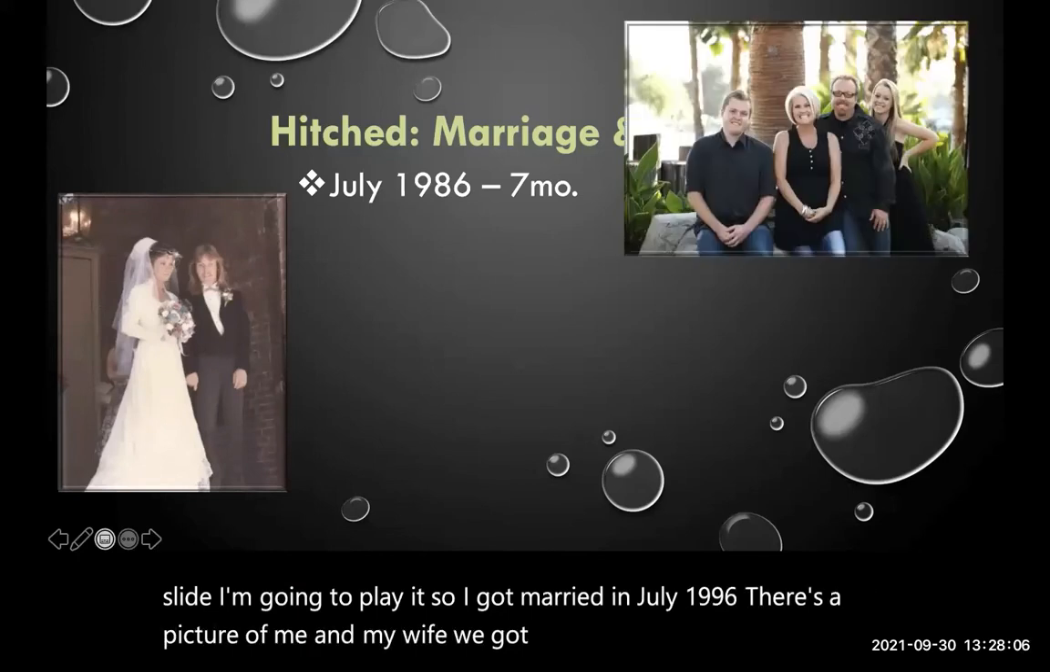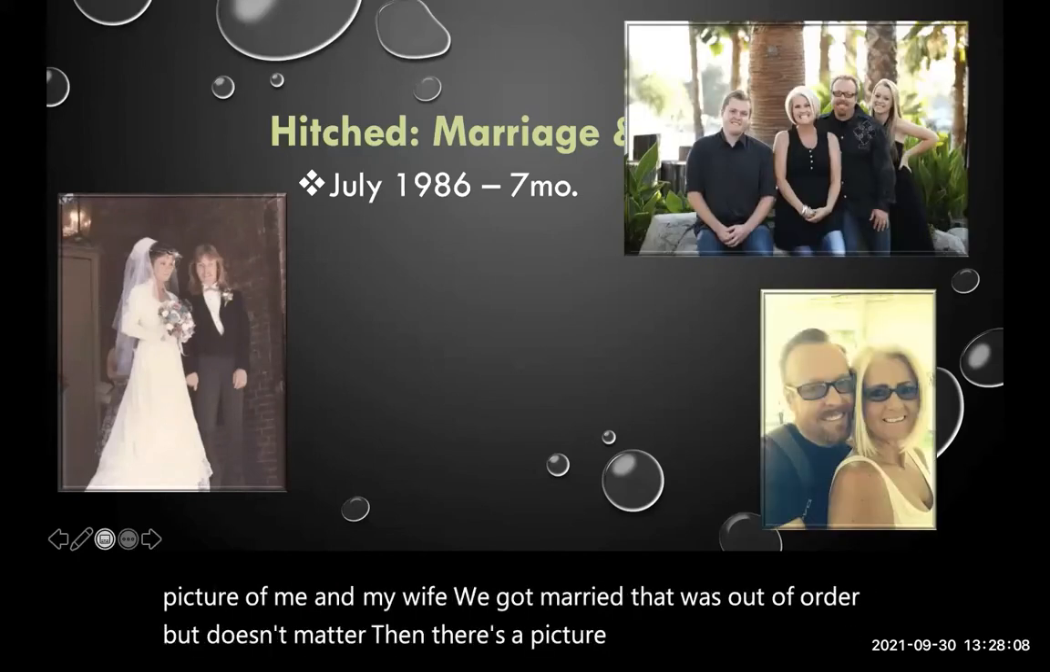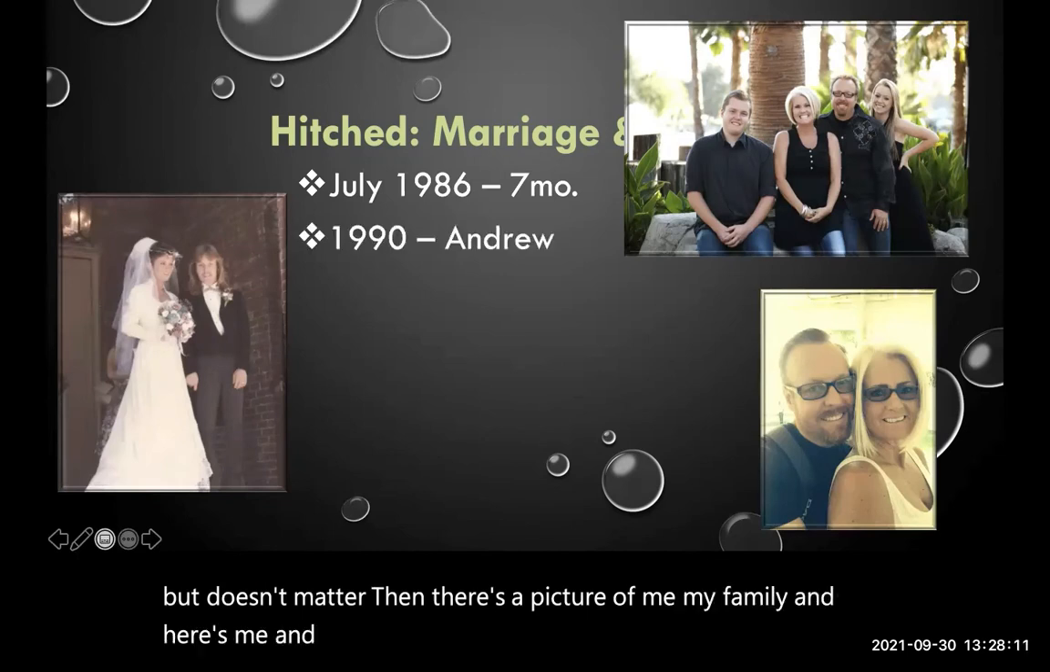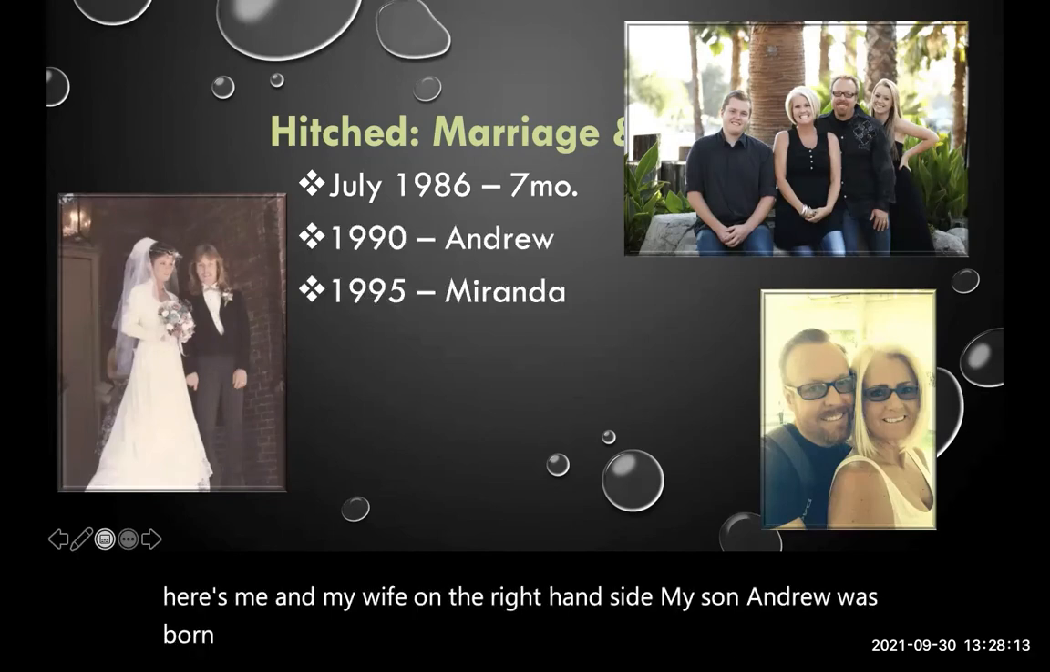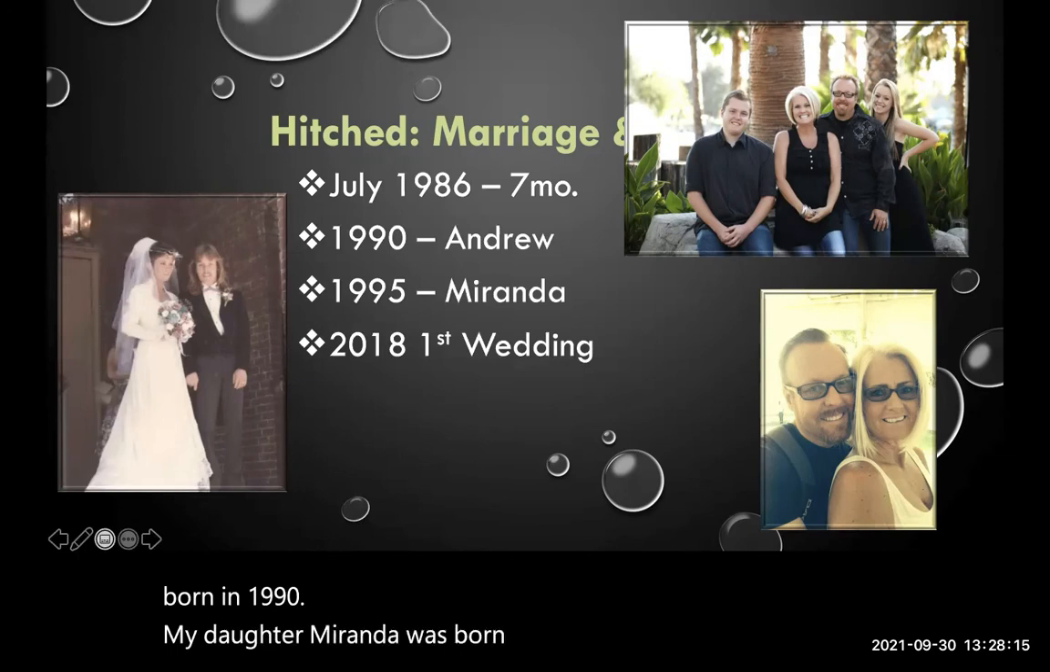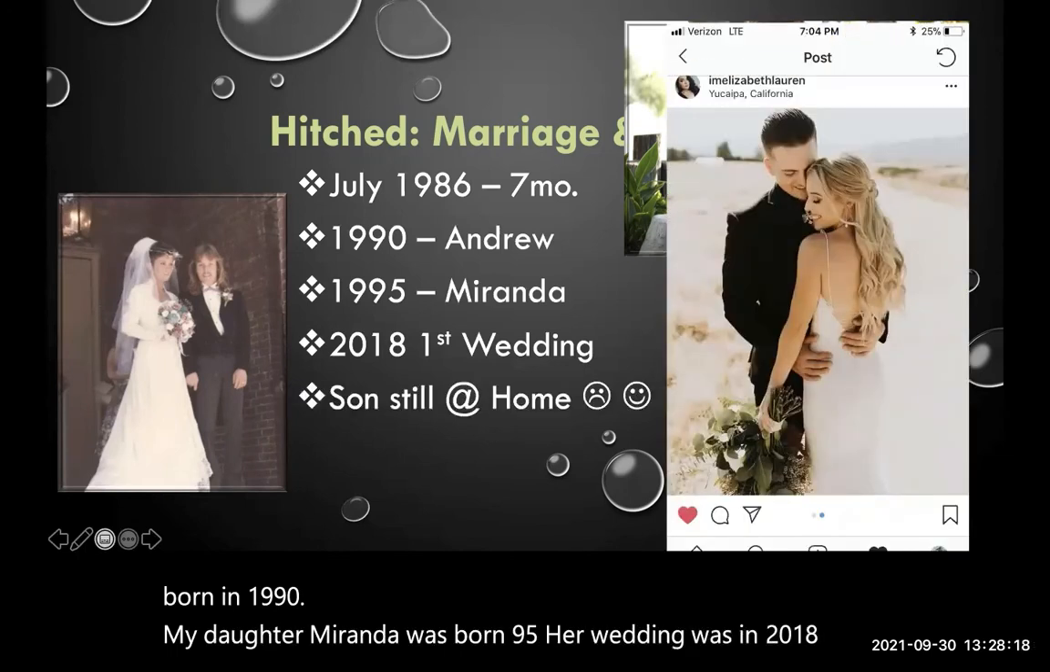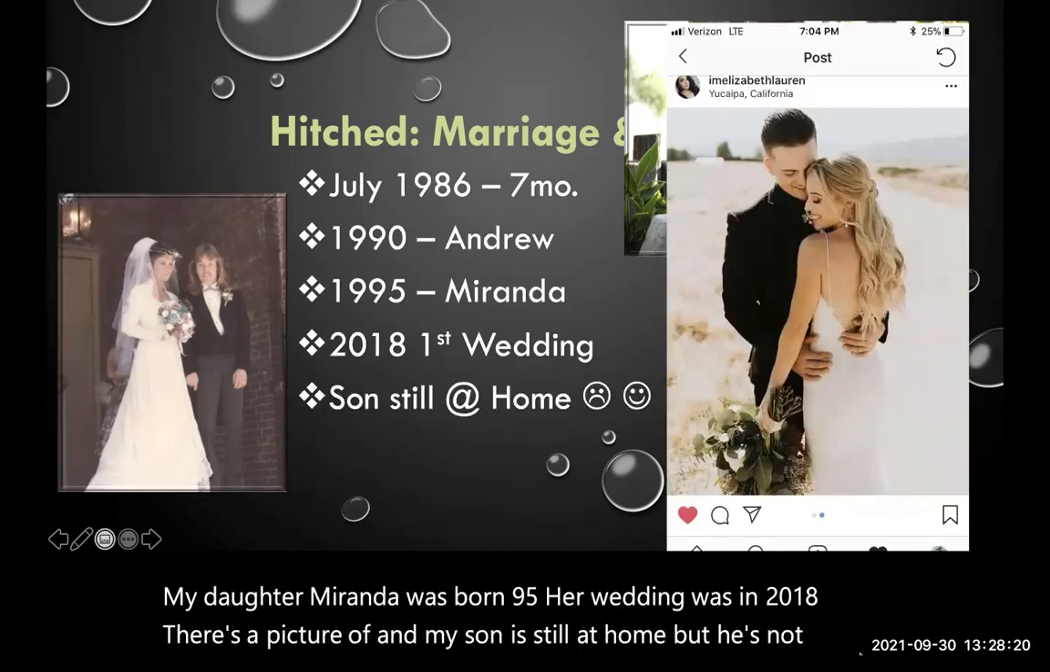Oh, that was out of order, but doesn't matter. Then there's a picture of me, my family, and here's me and my wife on the right-hand side. My son Andrew was born in 1990. My daughter Miranda was born in 95. Her wedding was in 2018. There's a picture of that. My son was still at home, but he's not. He's married. So that second picture was out of order, right?